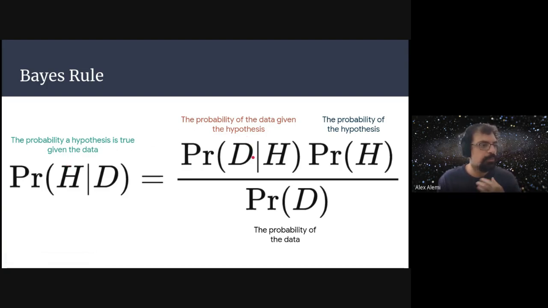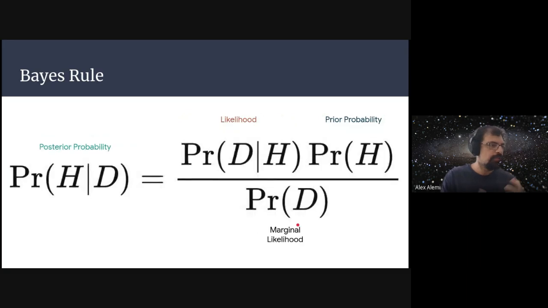This term would be the probability that the data happened if the hypothesis were true. This would be the probability that the hypothesis was true before we looked at the data. And this bottom term would be the probability of the data independent of the hypothesis. And these are traditionally given names, right? The posterior probability of a hypothesis, the likelihood of the data given the hypothesis, the prior probability of the hypothesis, and this bottom term I've most often seen called the marginal likelihood.